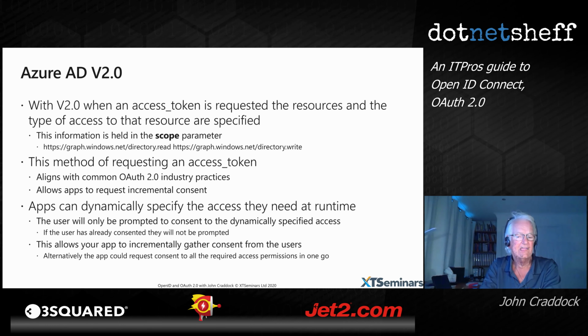So you've got this incremental, or it's referred to also as dynamic consent. If you're not using consent, there's not a huge incentive to move to V2, except this method of requesting an access token aligns more to the way that the industry has gone. So Microsoft in the V1, you requested access using a resource parameter. With V2, you request access using a scope parameter, which defines the resource you want to go to and the permission on that resource.